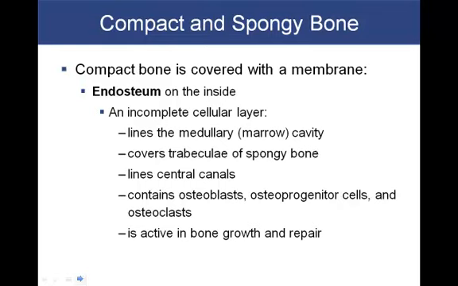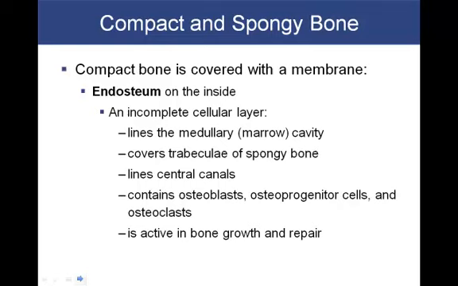On compact bone, the inner region, or the inside of the compact bone, is covered with endosteum. And again, this is a very thin epithelial-like layer. It's referred to as incomplete, and we'll look at why it's incomplete in a minute. And the endosteum lines medullary cavities, and it's also going to coat or cover both the trabeculae of the spongy bone as well as the central canals.